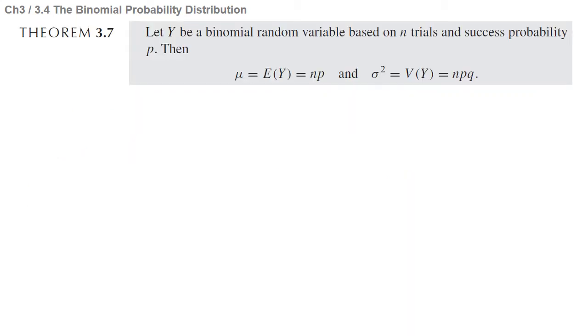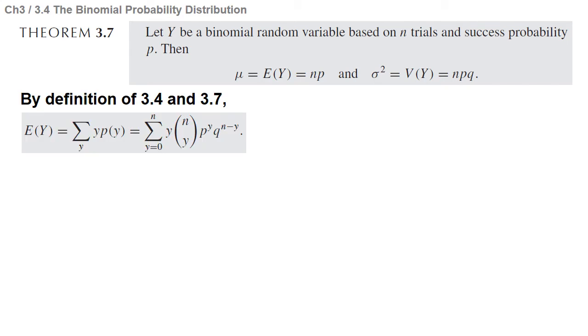Okay, here is theorem 3.7, and this is about the mean and variance of a binomial random variable. So how can we calculate the mean and variance of a binomial random variable?